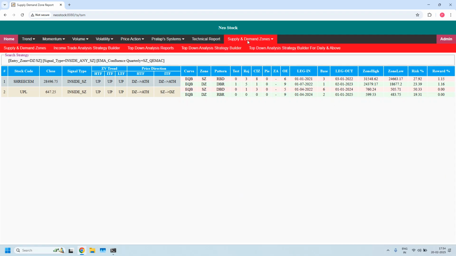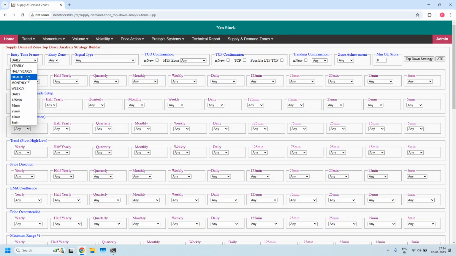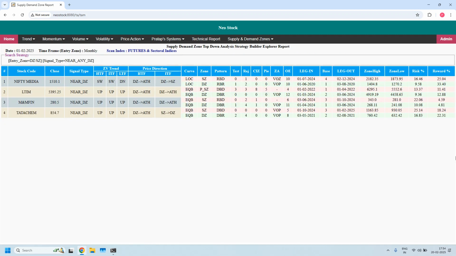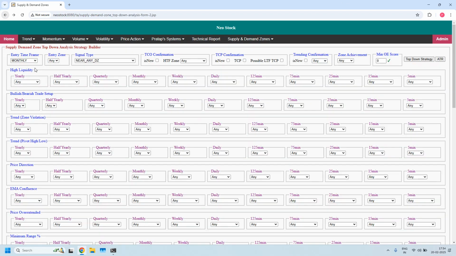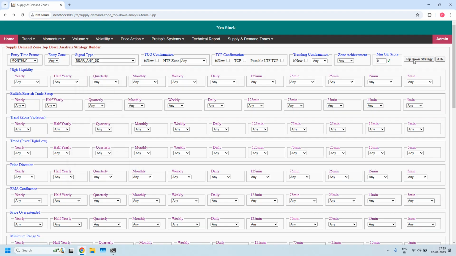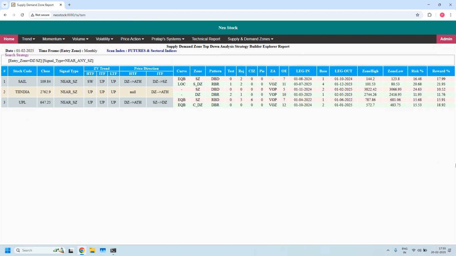Okay, the next time frame is monthly. Stocks near monthly demand zone, we got 4 stocks. Next, for monthly time frame, stocks near monthly supply zone, we got 3 stocks.